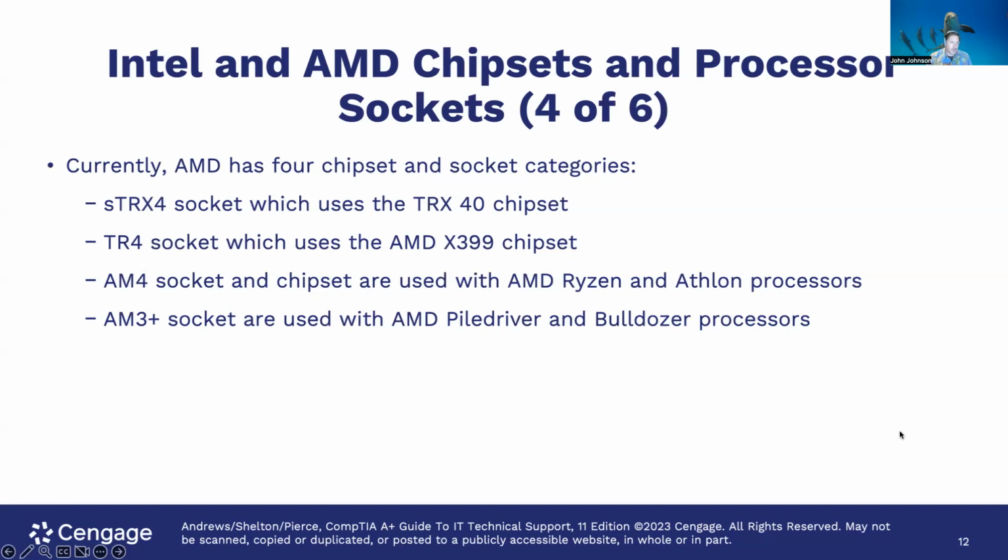Then on the other side, we've got AMD. AMD has 4 chipset and socket categories. The STRX4 socket, which is used with the TRX40 chipset. You got the TR4 socket for the AMD X399 chipset. You got the AM4 socket and chipsets that are used with the AMD Ryzen and Athlon processors. And then you got the AM3 Plus socket that's used with the AMD Piledriver and Bulldozer processors.